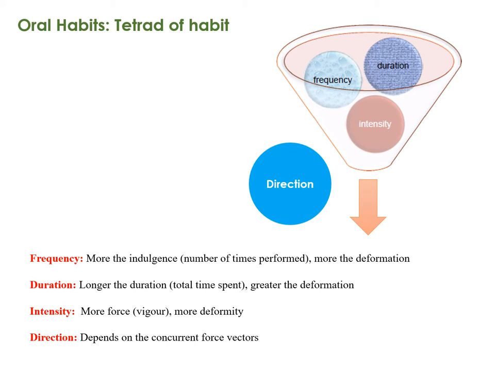The next one is the intensity of the habit. That is, the more force or vigor with which a habit is performed, the more deformation it will lead to. And the direction. This depends on the concurrent force vectors which are acting on the teeth and the oral structures. So all these four put together can influence the amount of deformity or deformation you see in a particular individual who is performing or has performed a particular kind of habit.